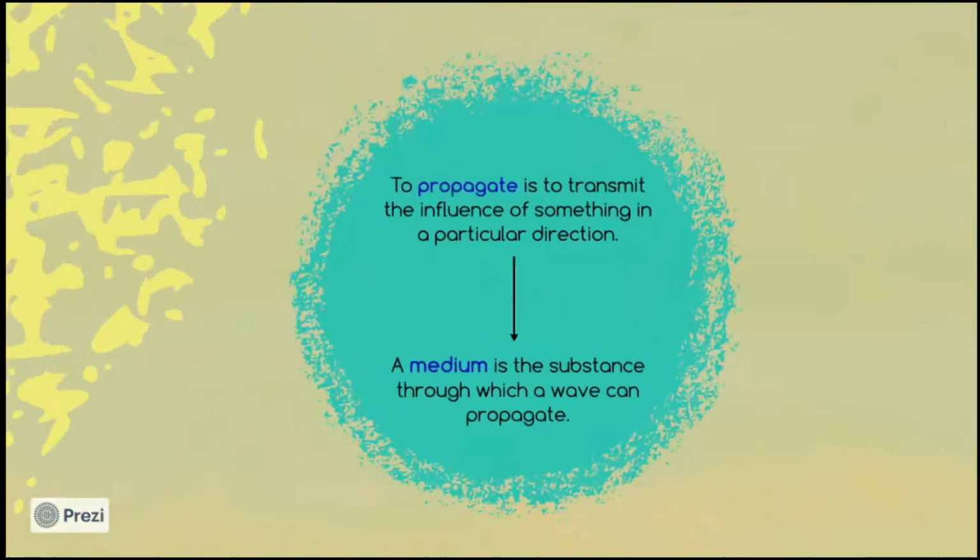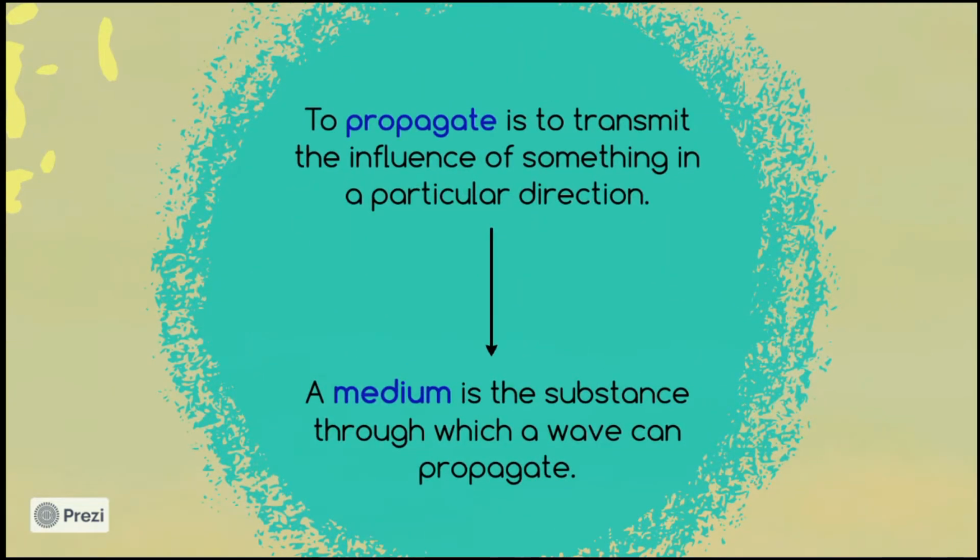Okay, second term is propagate. To propagate is to transmit the influence of something in a particular direction. So for a wave or waves to travel, it needs to propagate or be transmitted from one location to another.